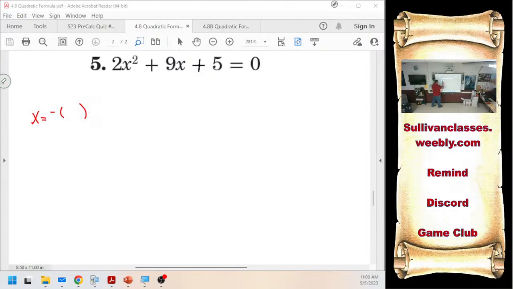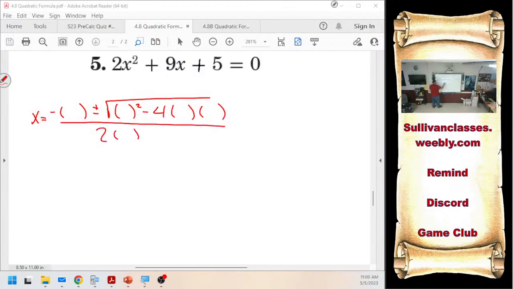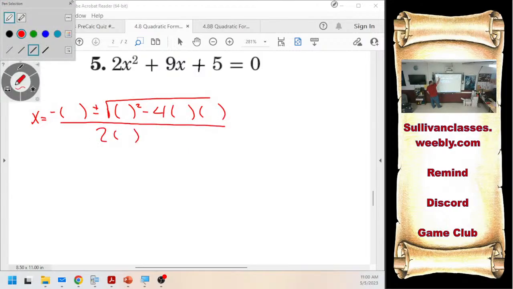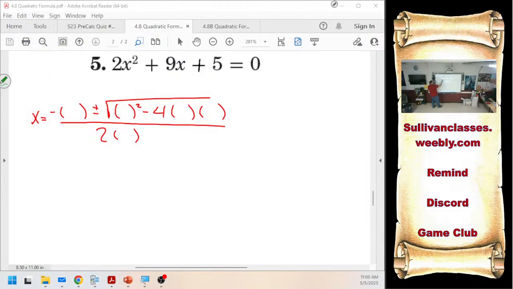Oh, no. Plus minus the square root of b squared minus 4ac. Because I don't think we ran across any that had decimals in it. We say A is 2, everywhere there's an A, there's a 2. We say B is 9, everywhere there's B, there's 9. We say C is 5, everywhere there's C, there's 5.